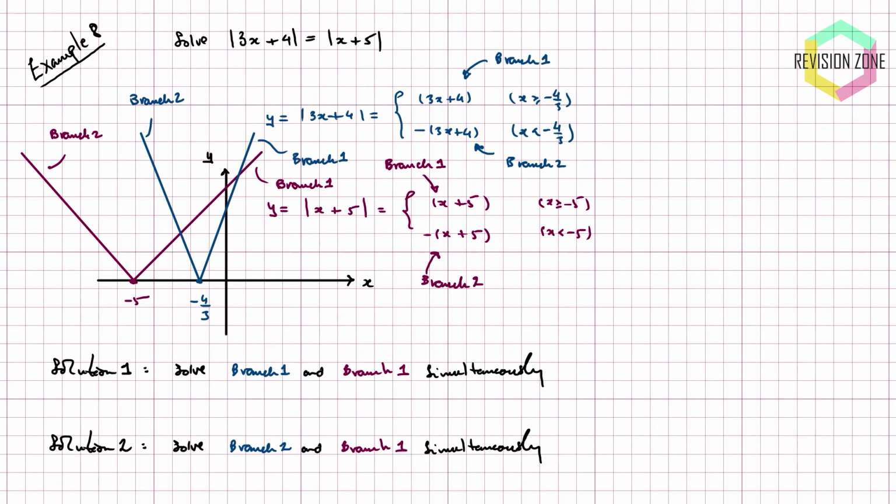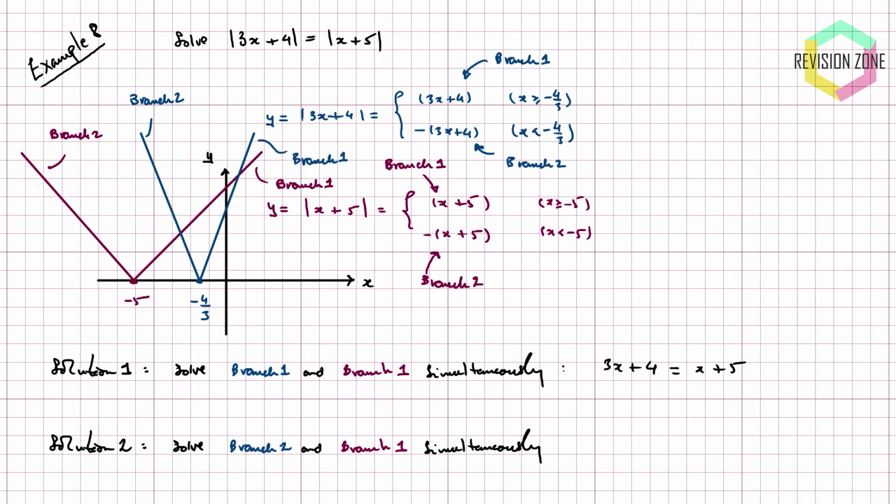So we finally come to being able to solve this modulus equation, and we see that we're going to get two solutions. And indeed, we're just going to have the first branch from the purple graph actually intersecting with both the blue branches, right? So we're going to get two solutions. Solution 1 is going to be the blue branch 1 intersecting with purple branch 1. So let's basically solve this. Blue branch 1 is basically 3x plus 4, and purple branch 1 is basically x plus 5.